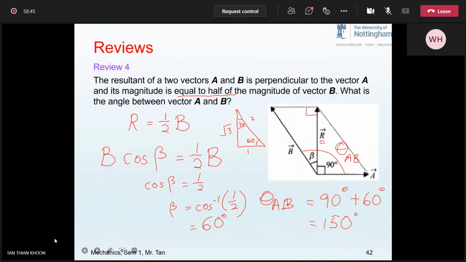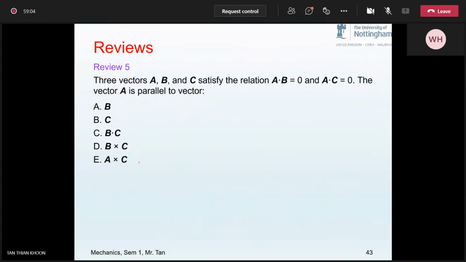So you can slowly understand this. If you are still unable to grasp it, never mind. Let us look at the last one. Of course I have a few more, but just look at the time. I'm still able to do it. So this is example 5.